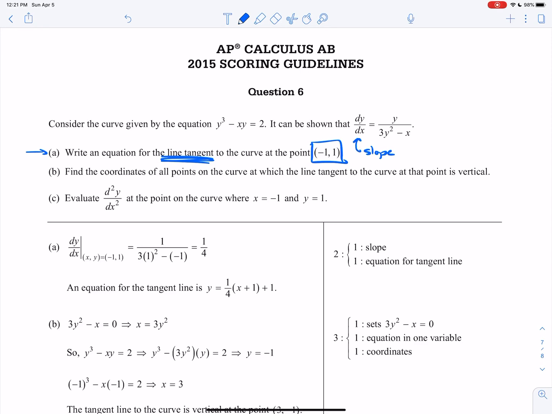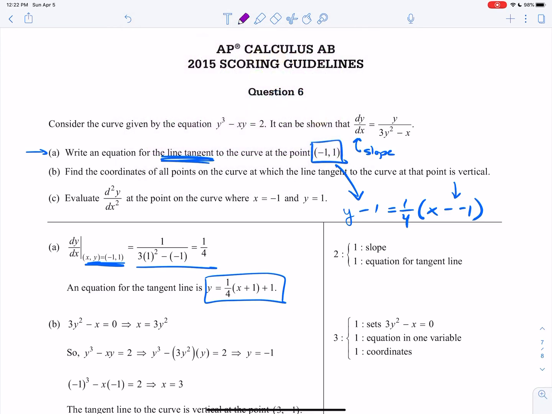So if you plug in -1 and 1 for x and y, respectively, you should get 1/4. So that'll be y minus the y coordinate equals 1/4 times x minus the x coordinate. And there you go. Or you could change that to a plus if you wanted to. It's up to you. Equal is equal. They got y by itself. It really doesn't matter. Okay?